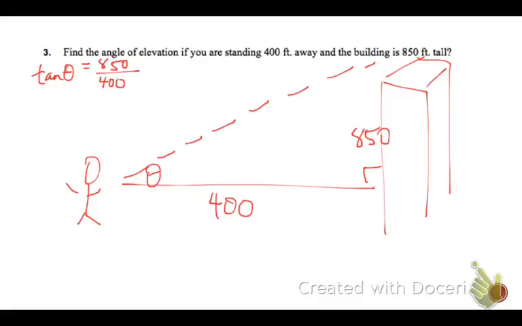So now we're going to let our calculator do the work for us. So we're going to use our inverse tangent, and we're going to enter this ratio. Make sure that your calculator is in degree. If you do that, and do the inverse tangent, you should get 64.8 degrees, or rounded to the nearest whole number, 65 degrees.